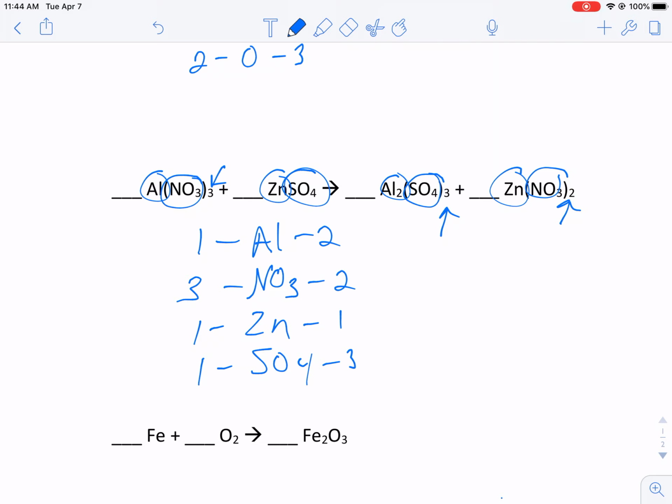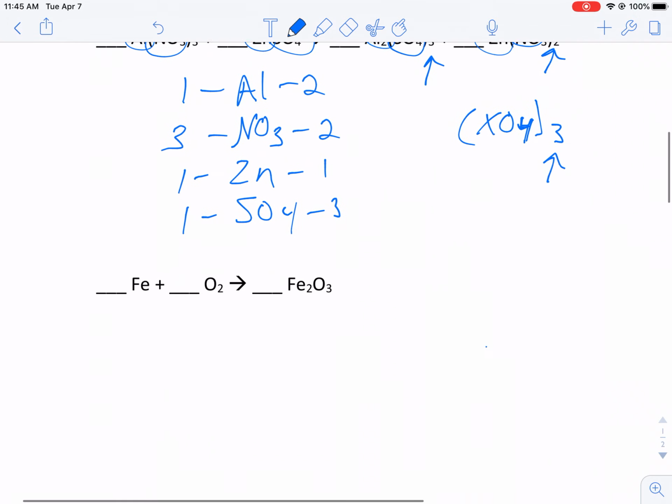If I have more than 1 polyatomic ion, it's going to be in parentheses with a number behind it, and that's telling you what you have. Okay? Not the little 4, not anything else, that number in there.